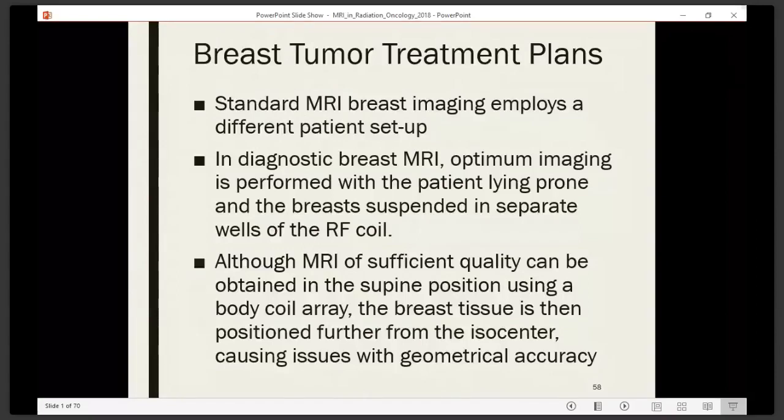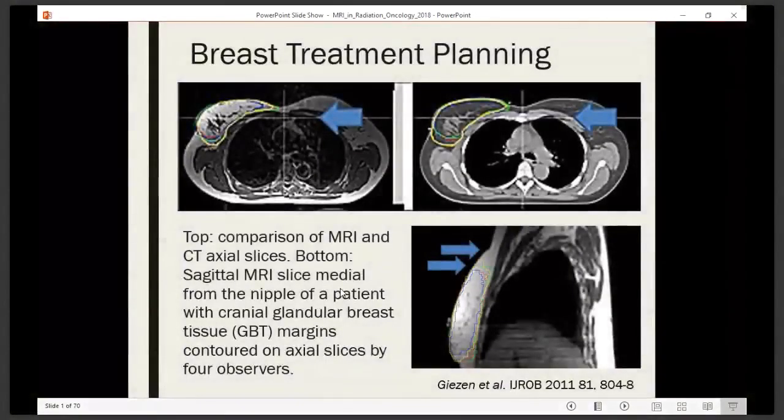So instead of having the MRI done with the patient lying prone and the breast suspended in an RF coil, you'd like to position the patient as they would be in a radiation therapy setting. However, a big problem with this is that the patient is lying supine and the breast will be more to the side away from the isocenter, and that's going to cause issues with geometric accuracy.